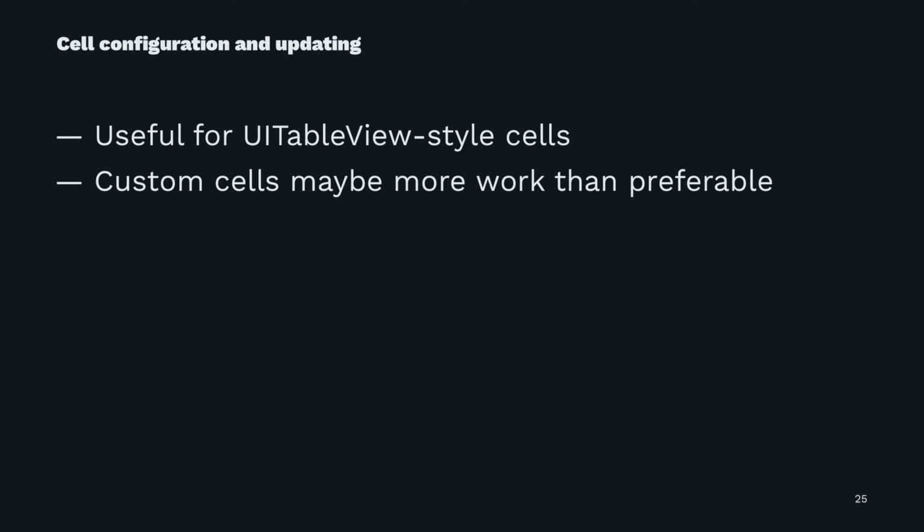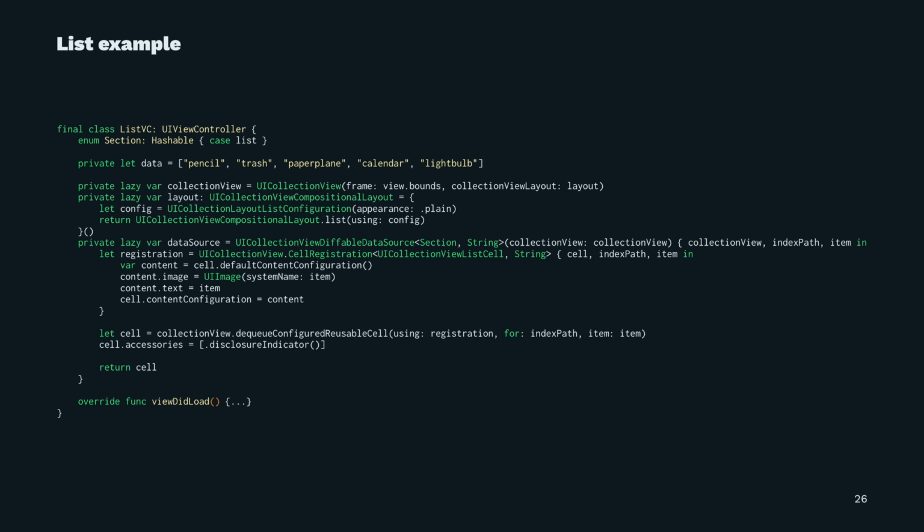In the iOS 14 SDK, we got cell configuration and updating APIs, which are particularly useful for list kind of cells. And they can also work with custom cells. For lists, this is what the code looks like. You create a cell registration with this generic parameter of the list cell, and then also the ID. And then you can take the content configuration or the background configuration and set different properties. Dequeue the cell and set the cell's different properties to customize its appearance.